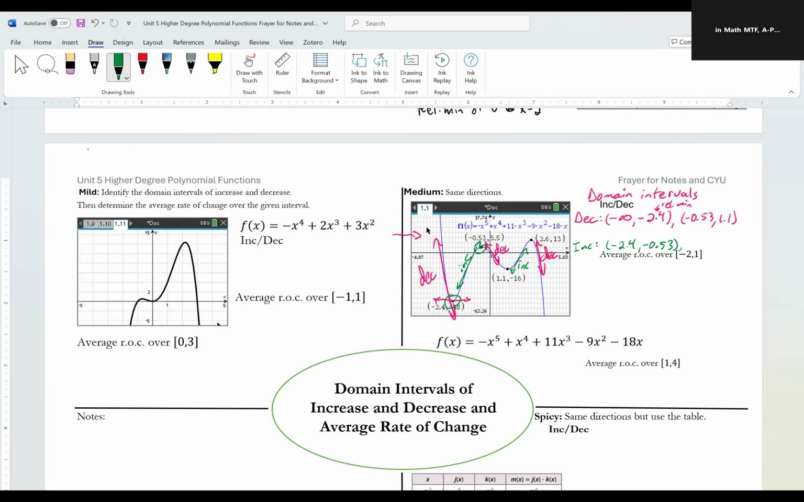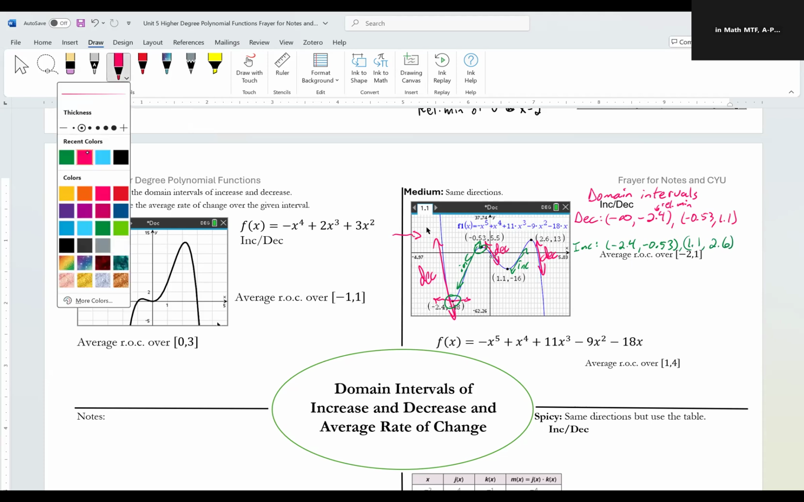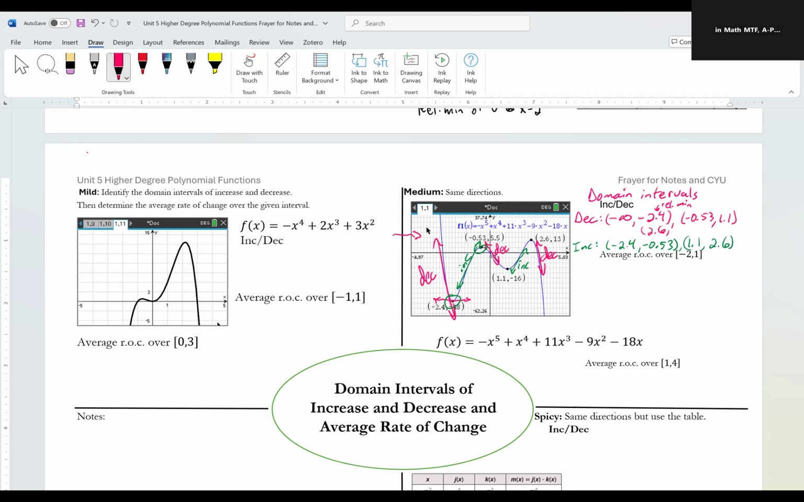And so it goes now from increasing, 1.1 to 2.6. And we finally end with a decrease from that x value of 2.6 to infinity. I think I got all those details correct.